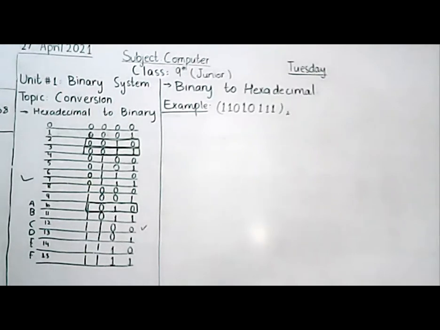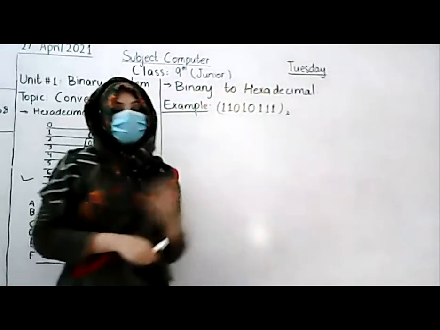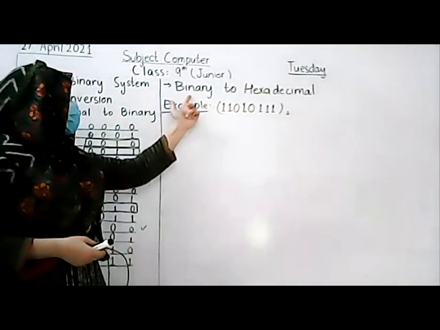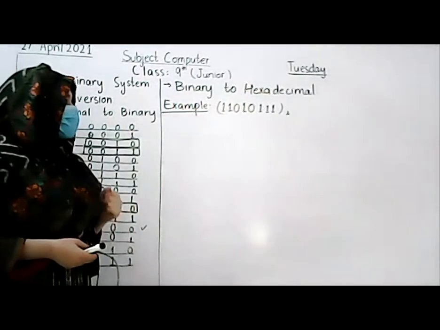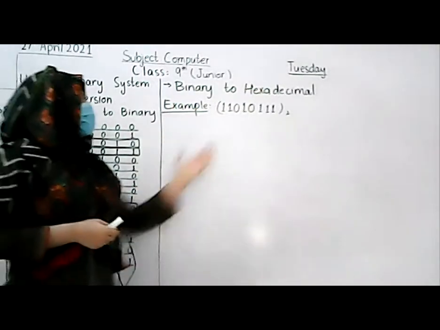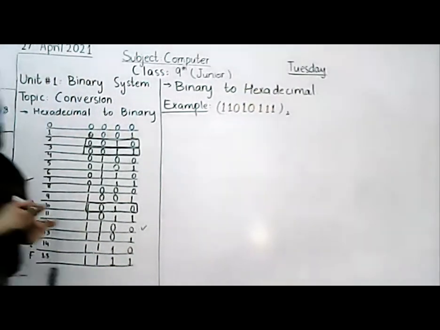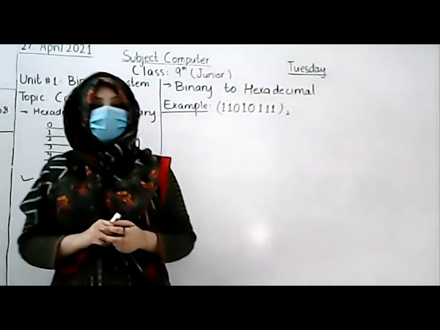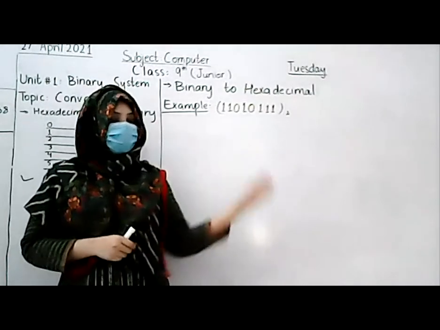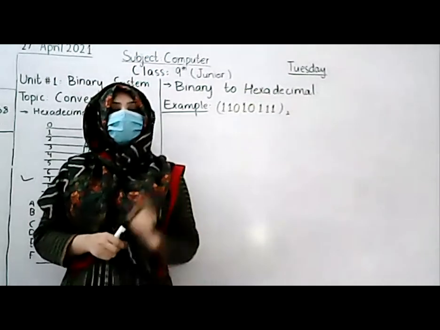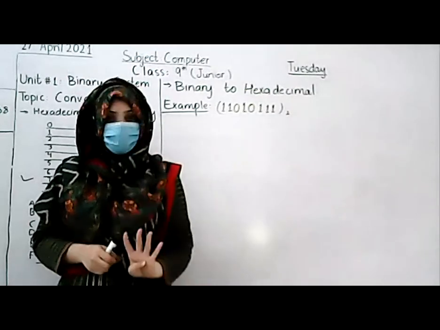Okay, now we have to go for the conversion from binary to hexadecimal. That means we will take a number which is in the binary system and convert it into hexadecimal. So how can we do it? First of all, we have to make pairs from the right side, and each pair will be of 4 digits, right?